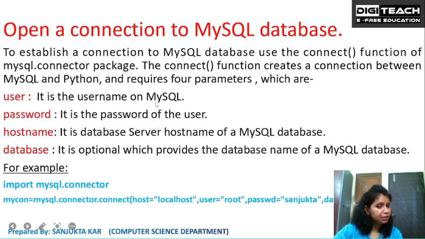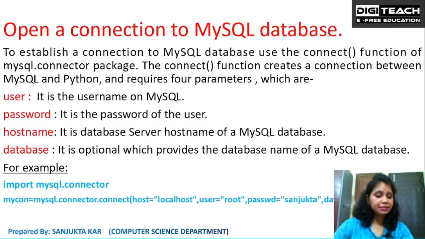User is the username on MySQL, and password is the password of the user. Host name is the database server host name of MySQL, and database is optional, which provides the database name of MySQL. Here you can write mycon equal to mysql.connector.connect, and provide the parameters, right? In this way you can establish a connection. The connect function returns the connection object, so mycon is now our connection object.